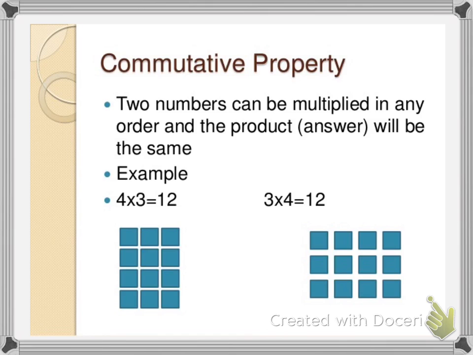Then you have something called the cumulative property. The cumulative property is where two numbers can be multiplied in any order, and the product will still be the same. Like 4 times 3 will give you 12. And then you can do 3 times 4 equals 12. See how we change the order, but they still give us the same product of 12. That's the cumulative property.